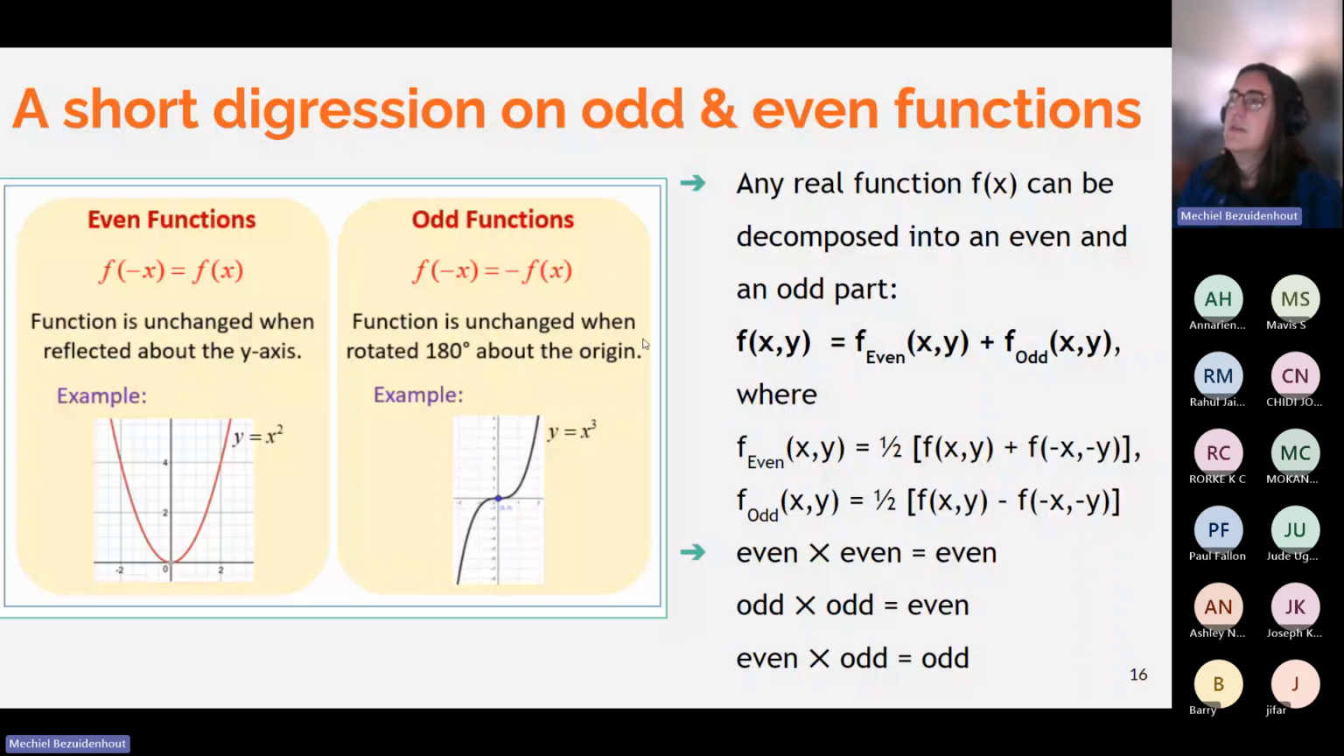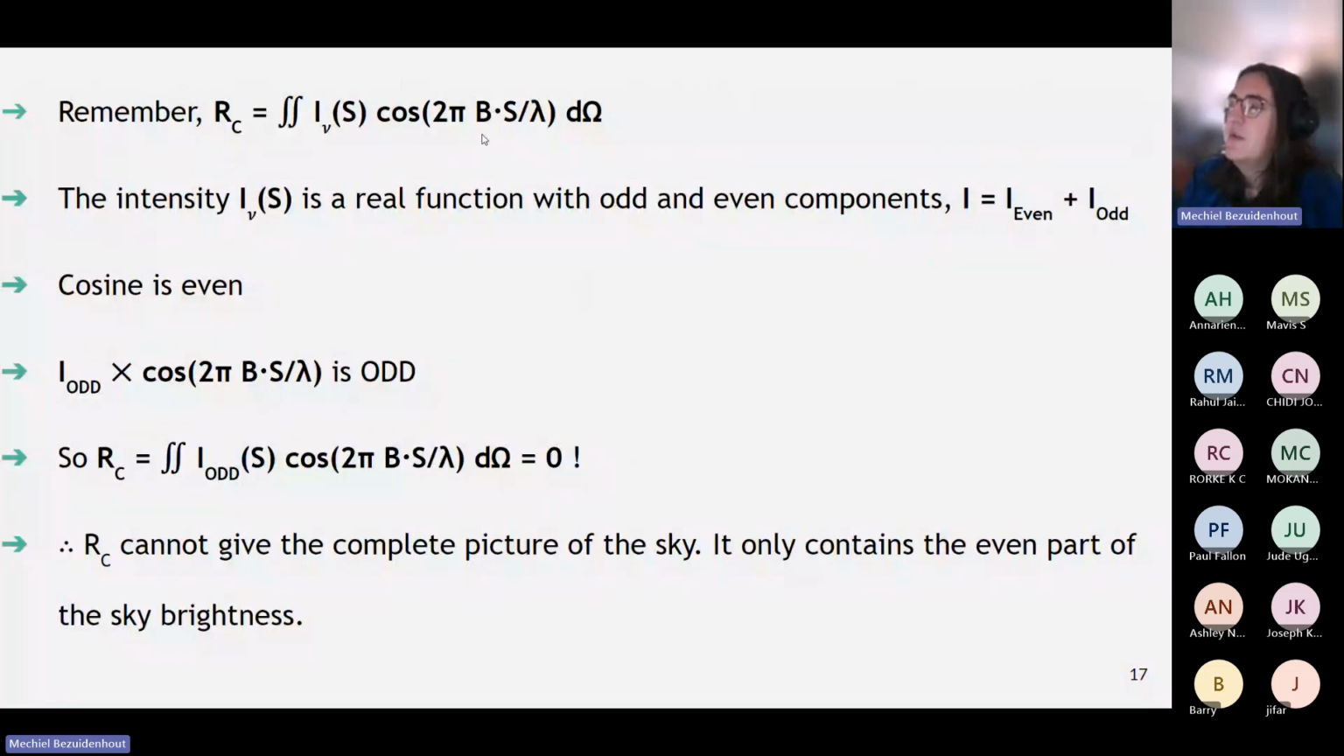So why is this important? If we look back at this equation for the response that we got before, the intensity I is a real function that can have odd and even components. So we can decompose this intensity into an even function plus an odd function. And the cosine in this integral is an even function, right? A cosine is even. So if we take the odd part of the intensity and multiply it by the even cosine, we get odd. Which means that if we integrate the odd intensity multiplied by the cosine, we get 0.